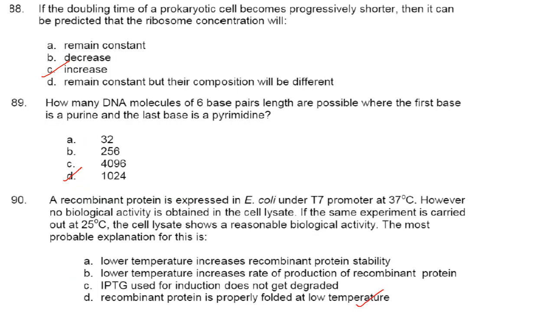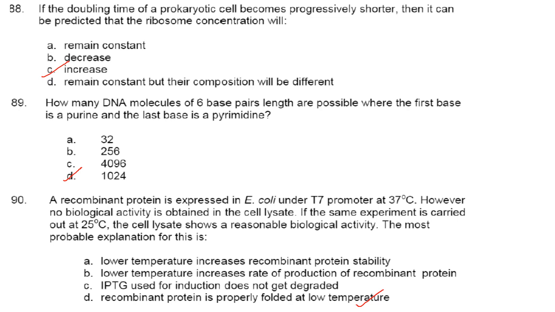If the doubling time of a prokaryotic cell becomes progressively shorter, then it can be predicted that the ribosome concentration will. So as the doubling time becomes shorter, the ribosomal fraction is predicted to increase such that the ribosomal fraction times the doubling time is a constant, reflecting the total proteome concentration. So ribosome concentration increases. Answer is option C.